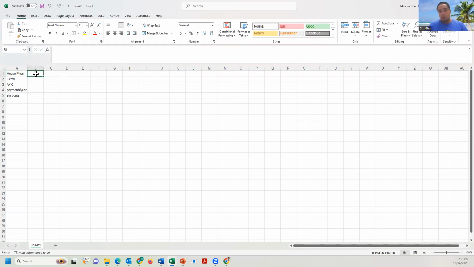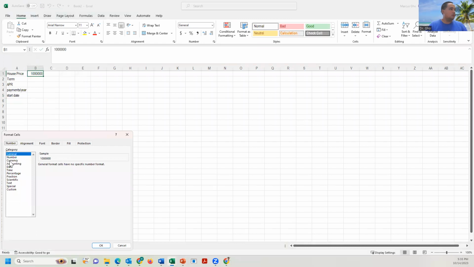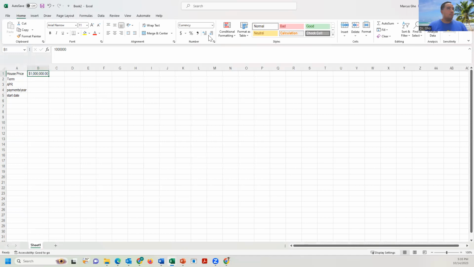If you buy a house here on the North Shore of Hawaii, a starter home might look at, I don't know, $1 million. I'm going to format this to look like a currency. There we go. It looks a little better. It's common to get a mortgage for 30 or 15 years here in the United States. I'll put 30 years for this one. Interest rate APR, let's go maybe 7.75%.